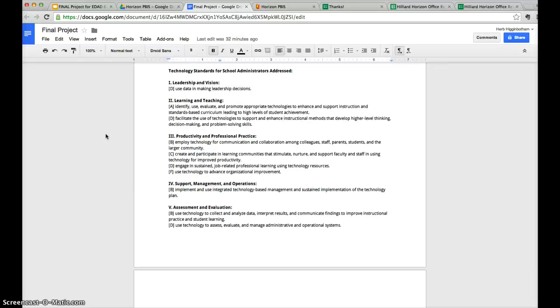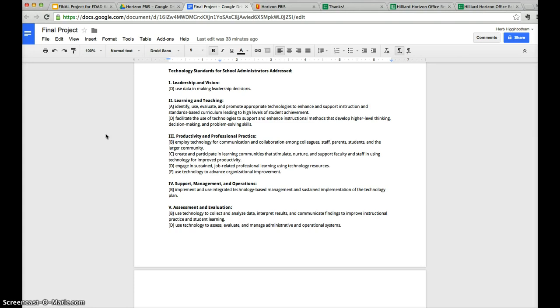We're using technology for learning and teaching because we're using technology to enhance and support instruction. And we're also using technology to support and enhance instructional methods to develop higher level thinking, decision making and problem solving. I believe that we're using technology for productivity and professional practice because this page is going to be the communication hub for this implementation, and it's going to become increasingly useful for teachers as we continue to contribute to it.